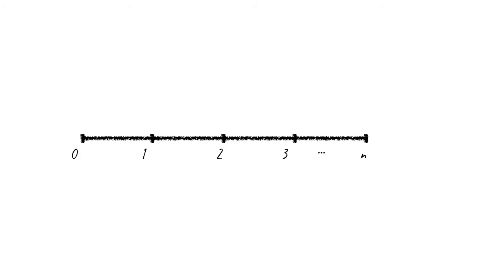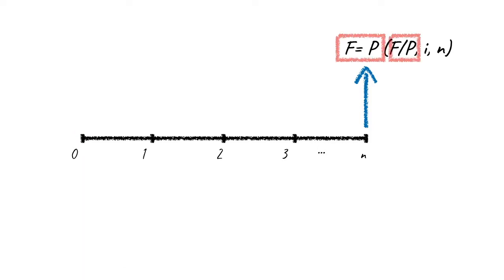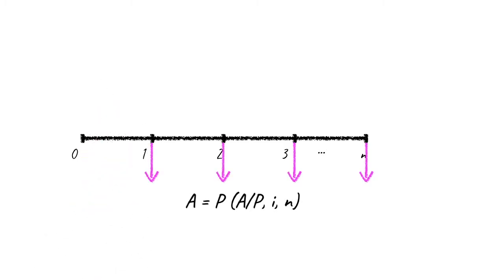For example, you can convert present worth into equivalent future worth by multiplying the present worth with the FP factor. Notice the abbreviation used, FP. It's consistent, so that's why you don't have to memorize the formula. You can also convert future worth into equivalent present worth by multiplying the future worth with the PF factor. Again, notice the abbreviation used. You can convert present worth into equivalent annual series by using AP factor. So basically, that's the idea of converting the value of money using factors.